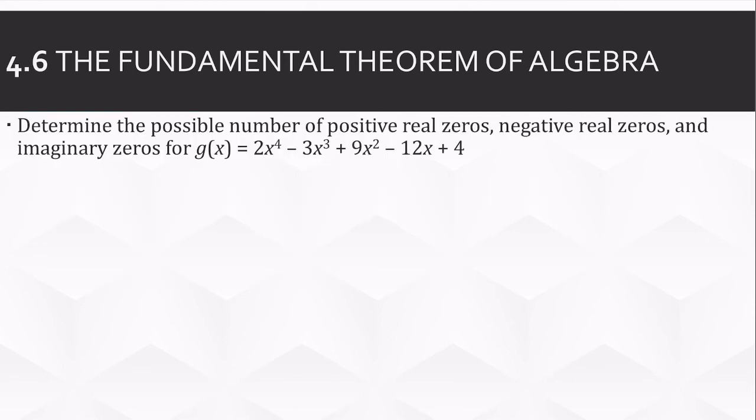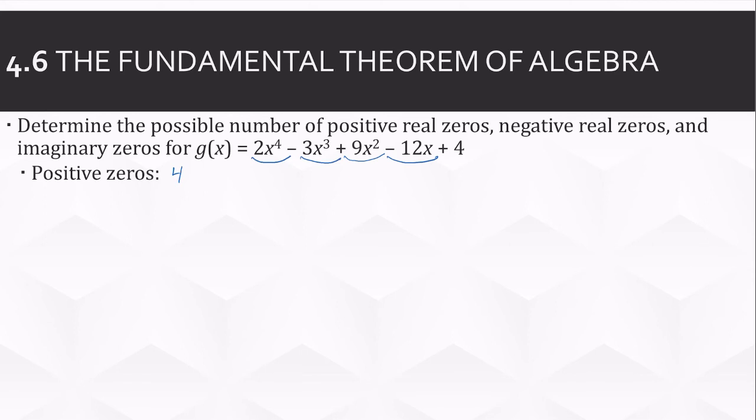So let's determine the possible number of positive real zeros, negative real zeros, and imaginary zeros for this function. Let's start with the number of positive zeros. We're going to look at the coefficients and see how many times the sign changes. So there, it goes from positive to negative, so that's 1. That goes from negative to positive, so that's 2. Positive to negative is 3, and negative to positive is 4. So it is 4 positive real zeros.